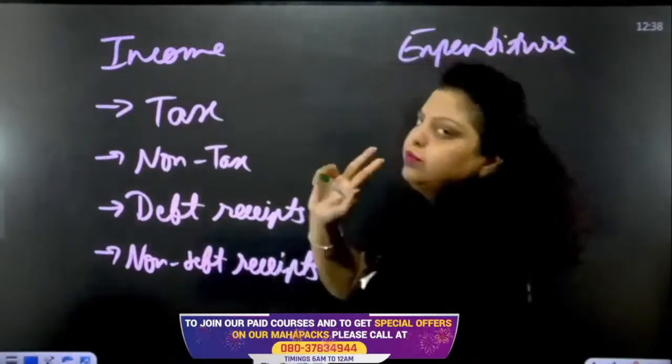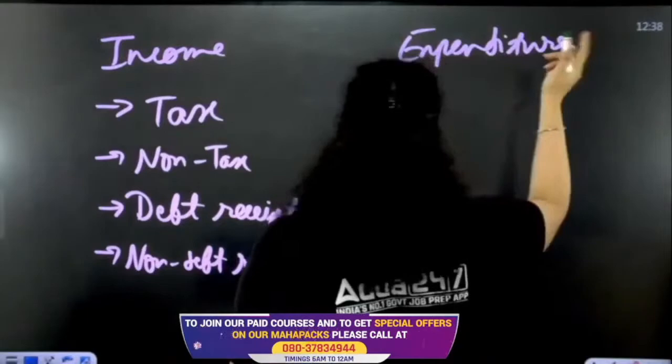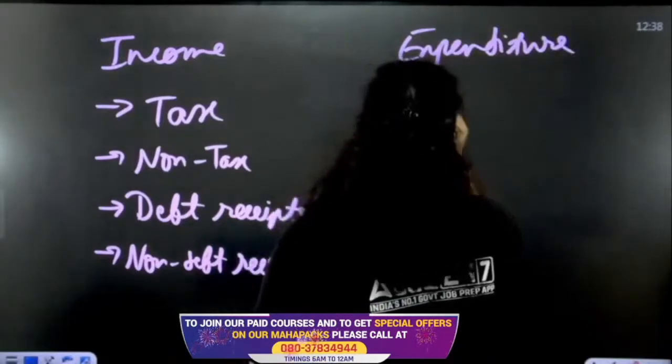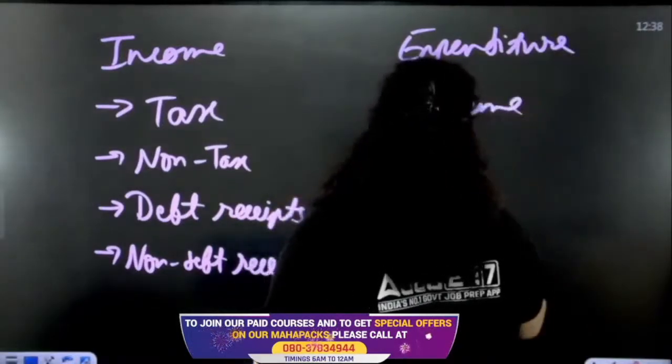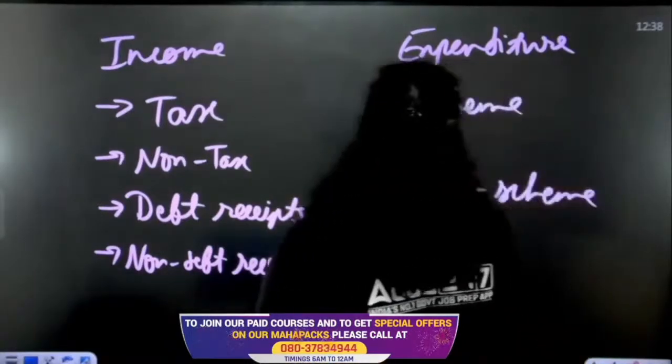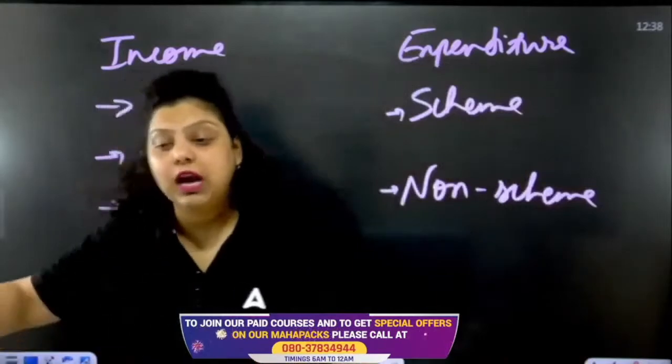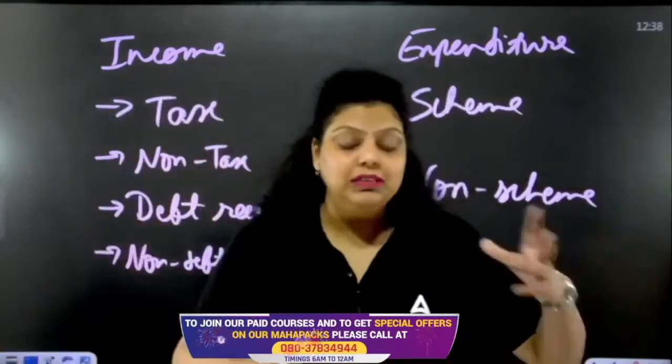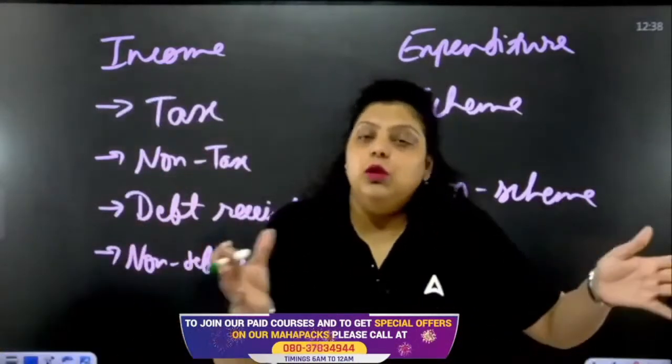These are the sources of income for Government of India, and the expenditure for Government of India is divided into 2 parts: scheme expenditure and non-scheme expenditure. So there are certain expenditures in the country which are already planned. We have to establish schools or hospitals, dams or something else.